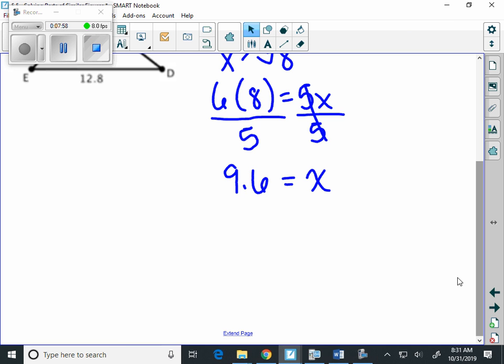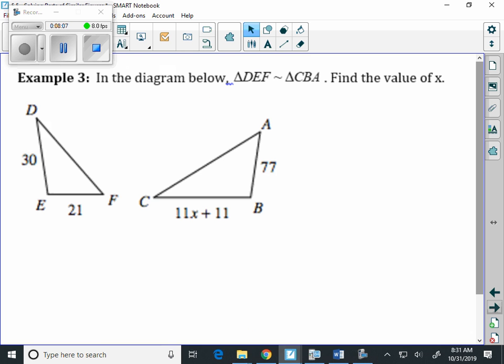The key is, can you read the triangles to set up the proportion? That's the key. So as we flip our paper over, if we look at this triangle here, same idea. We've got triangle DEF is similar to triangle CBA, and we want to find the value of x. Just a slight bit different on this one because we've got 11x plus 11 for one of our sides.